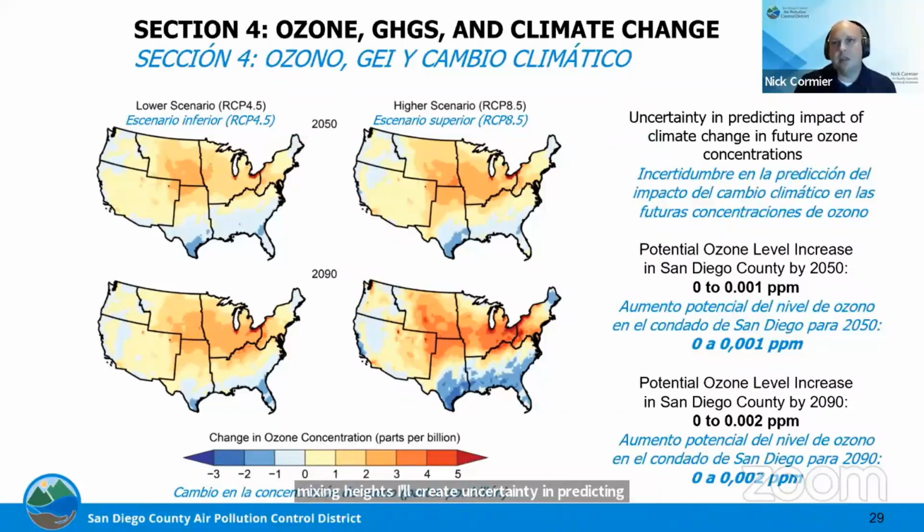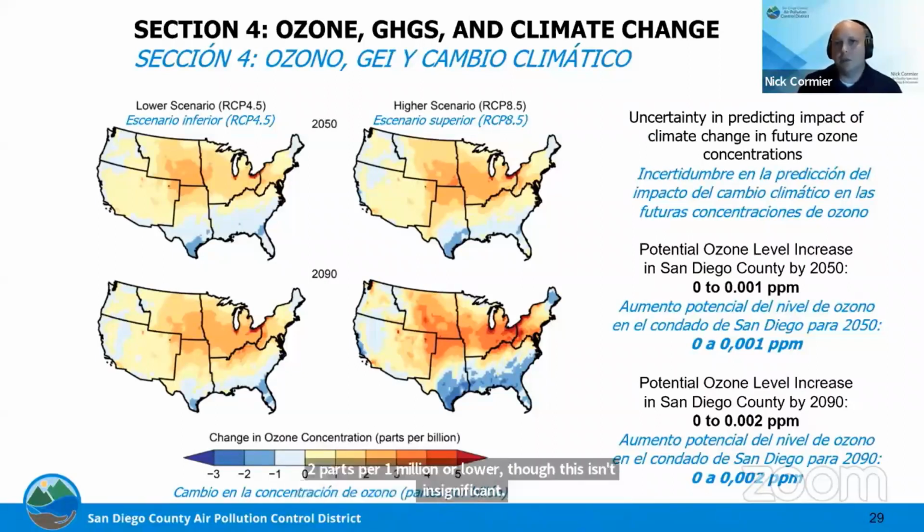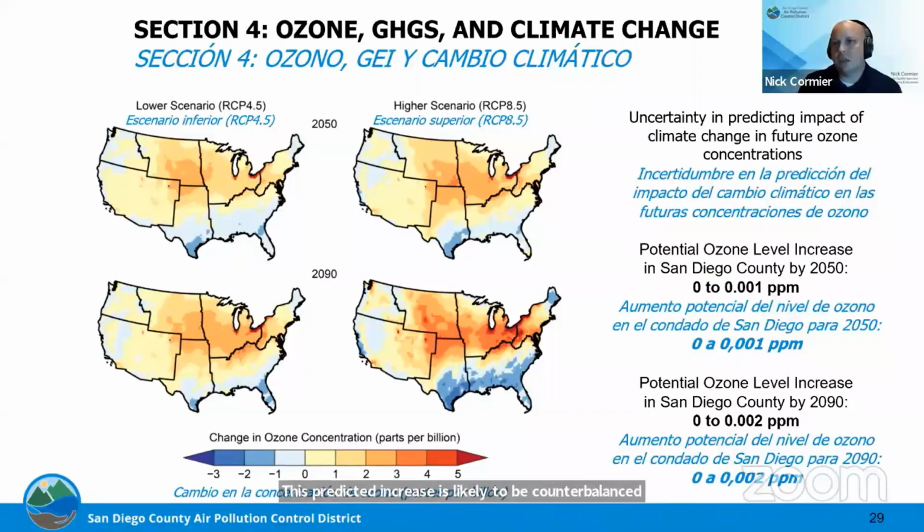The fourth National Climate Assessment, completed in 2018, studied this dynamic and determined that results will vary by region. Their study concluded San Diego County would see very minimal impacts to ozone levels by 2050 and 2090, resulting in possible increases of around 0.002 parts per million or lower. Though this isn't insignificant, this predicted increase is likely to be counterbalanced by future emission reductions through additional regulations, incentives, and fleet turnover. Next slide, please.